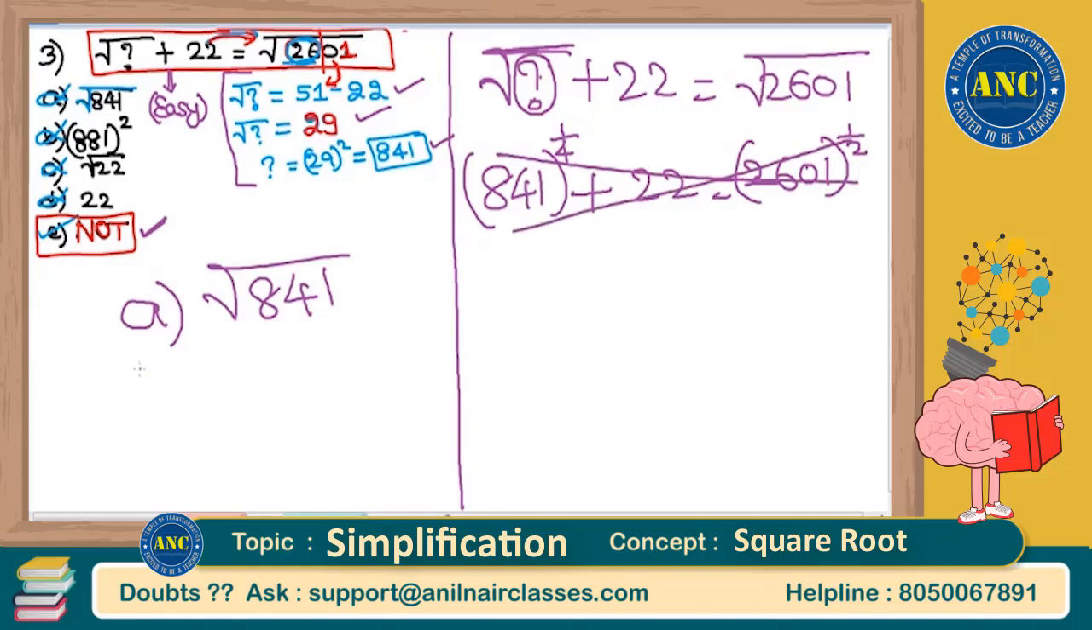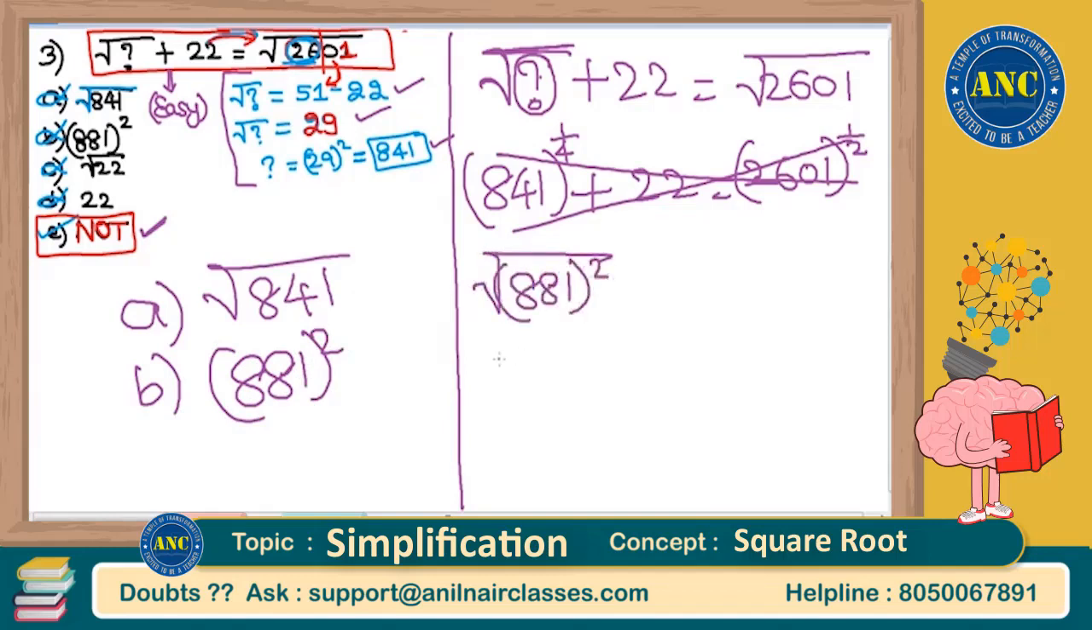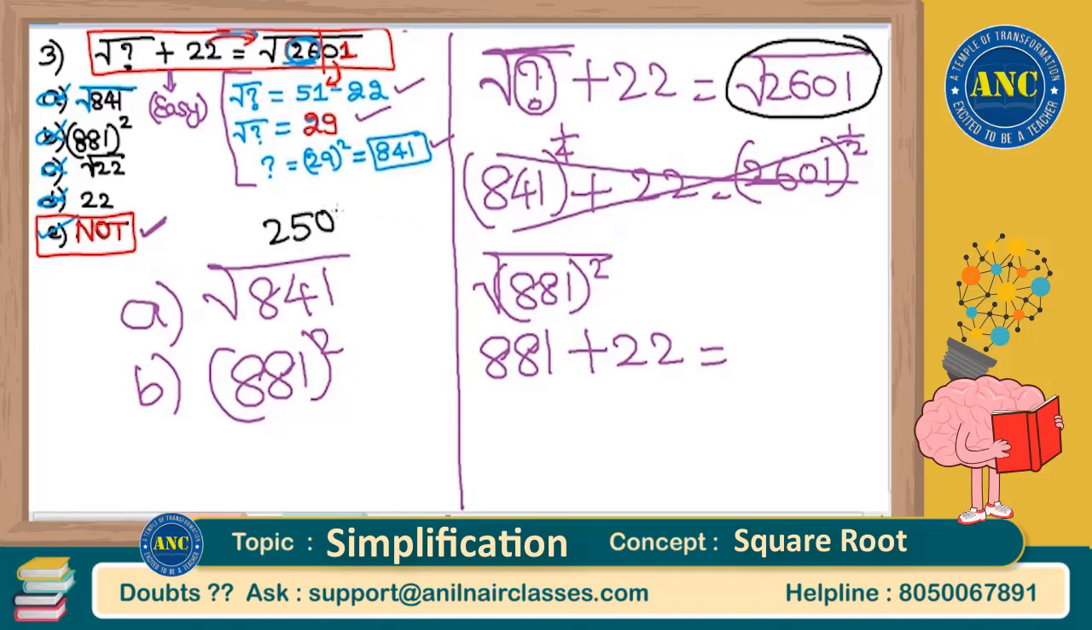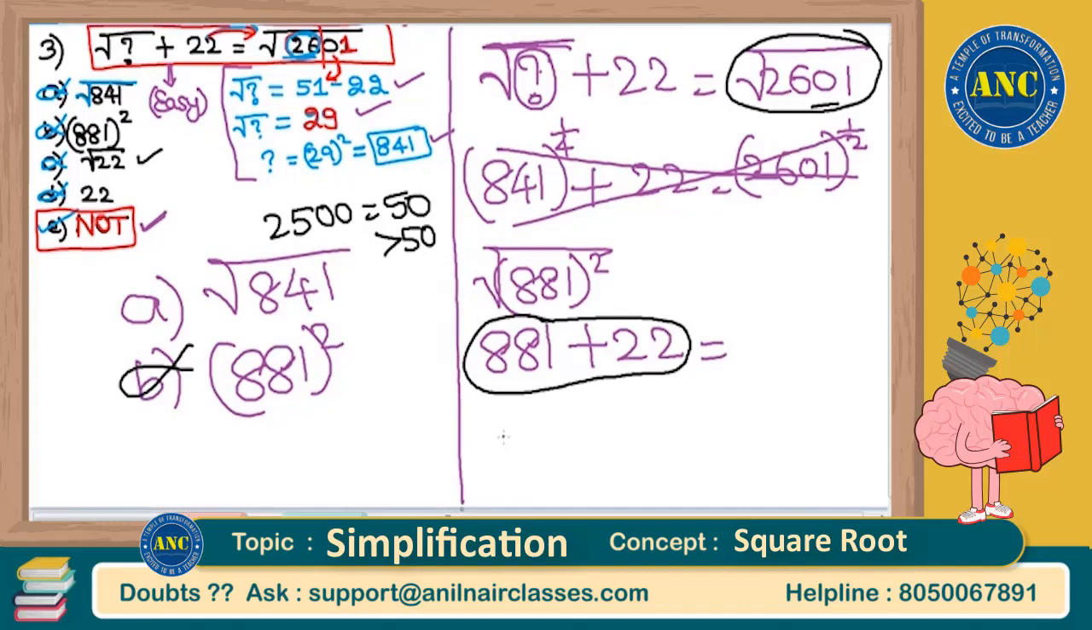This is ruled out. If I put second option, 881 whole square. Again think logically. Square root of 881 whole square is nothing but 881. 881 plus 22 is what I got. Now see here, you don't need to find the square root also for this. Think logically. Square root of 2500 itself is 50. That means 2601 is slightly greater than 50. But 8822 is what I have.